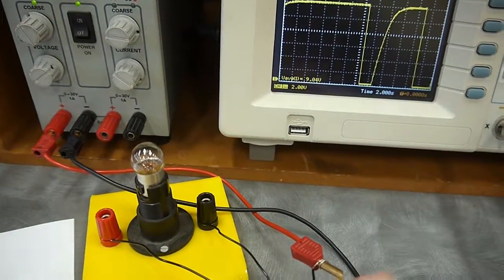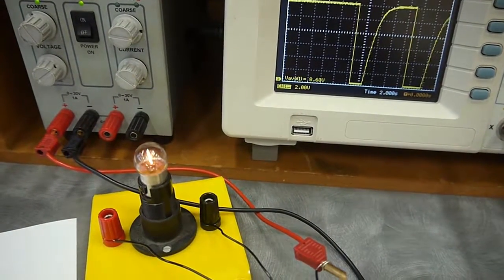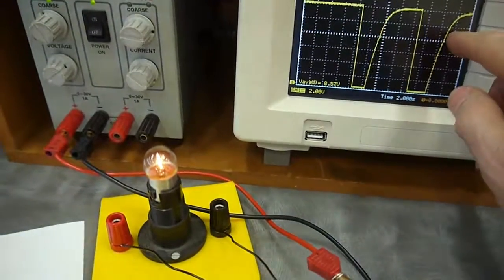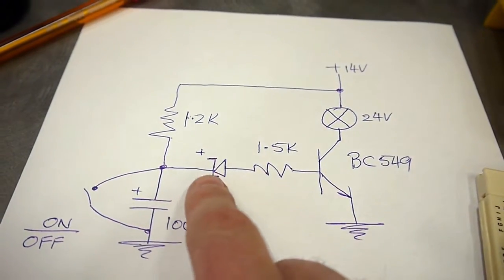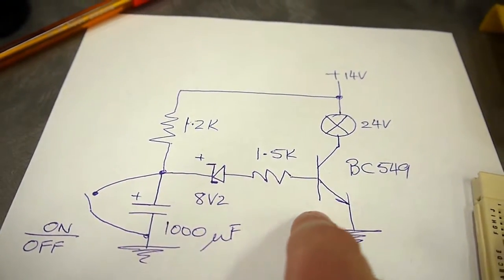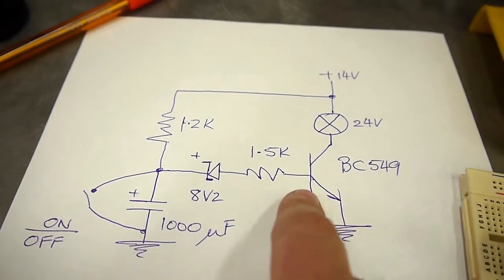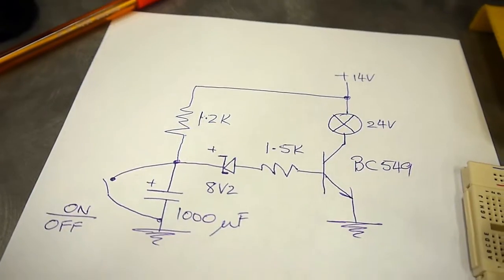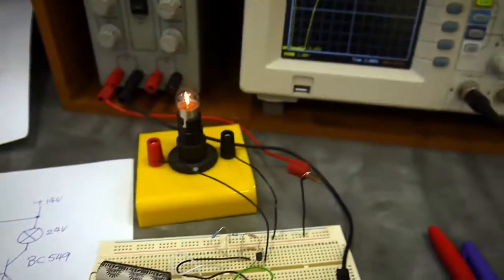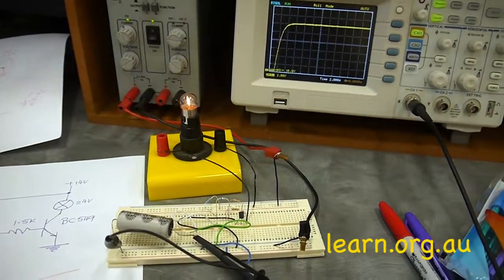Short-circuited, open. And we're on. As soon as we get up to that 10 volt mark, we reach the threshold of the Zener, and then we start drawing current through this base part of the circuit, turning on the transistor, which then makes the light illuminate. So basically this is a turn-on delay circuit that we have here.